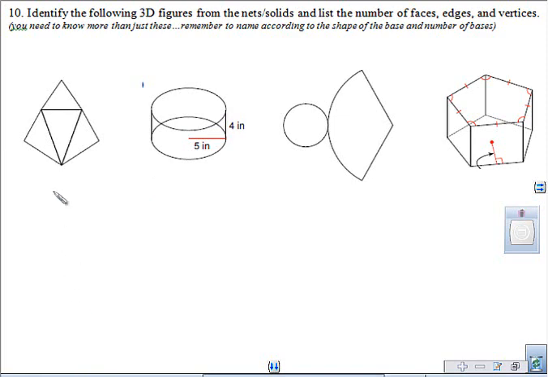Okay, remember when it's a net, that just means it's folded out flat. If I were to fold this back up, I would have my solid. So if you look at the shapes here, these are all triangles. When you have triangular faces, it's going to be a pyramid. Okay, so 3 of these are going to fold up and meet at a common vertex, leaving this as my base. So the base is a triangle and the lateral faces. So it's a triangular pyramid.